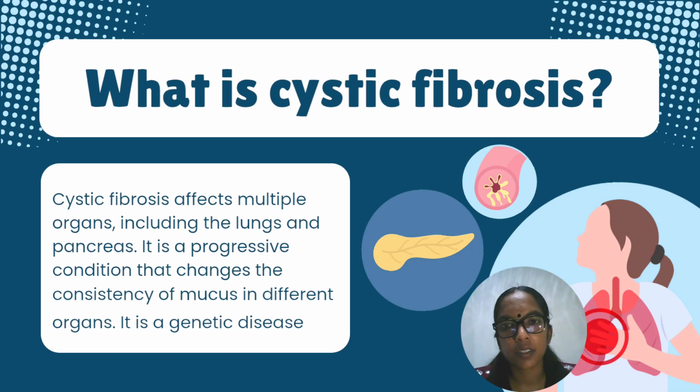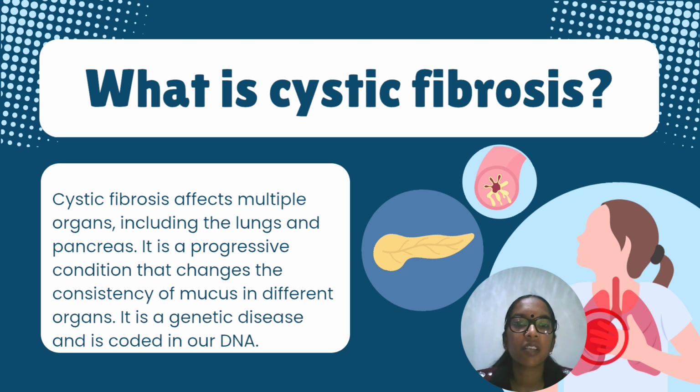So what is cystic fibrosis? What do we know about cystic fibrosis? Cystic fibrosis is a disease that affects multiple organs in our body, including the lungs, the pancreas, as well as the liver. It is a progressive condition that changes the consistency of mucus in different organs. It is a genetic disease and is coded in our DNA.